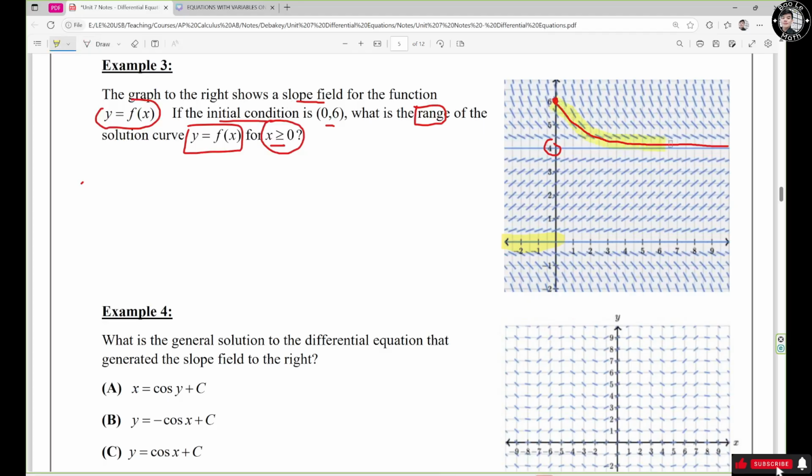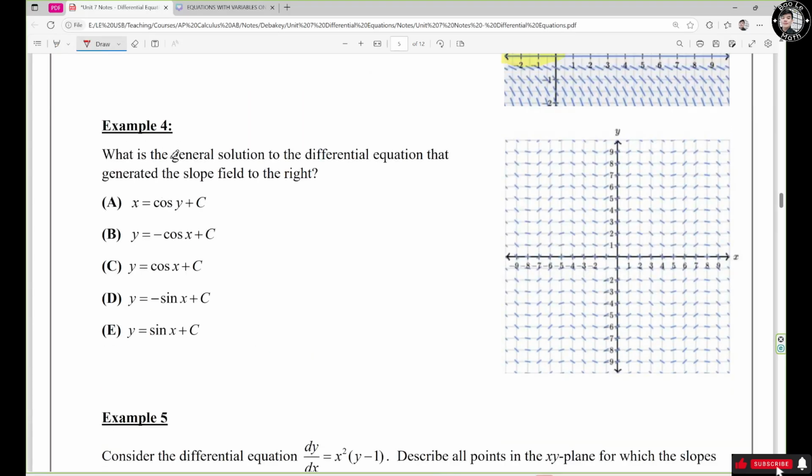Now let's move on to example number 4. What is the general solution to the differential equation that generated the slope field to the right? Alright. Now, in order to do this question, you need to examine the graph of the slope field right here, and you need to follow the flows. Alright. Now, the best thing for you to do is to start from the origin, and you see that it's gonna pass the origin right here, right?